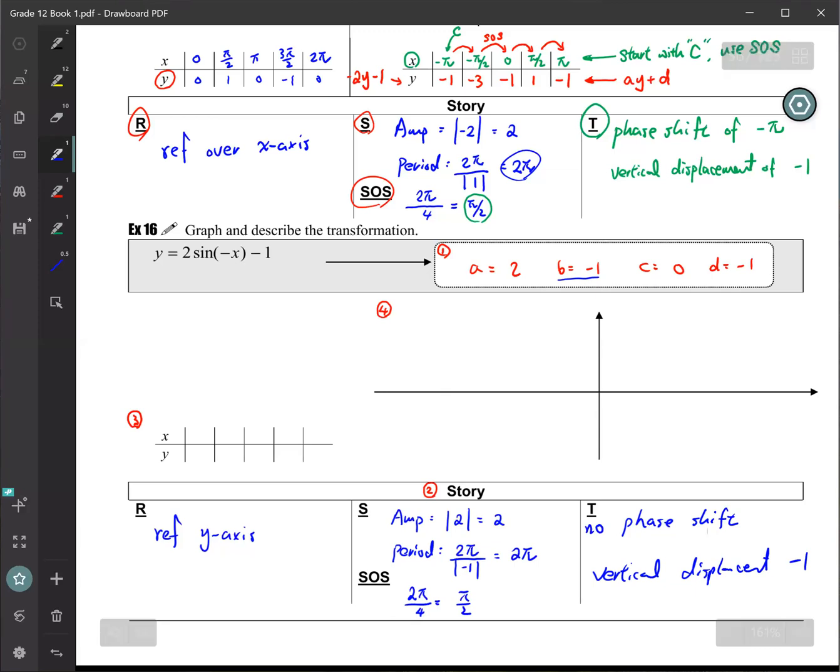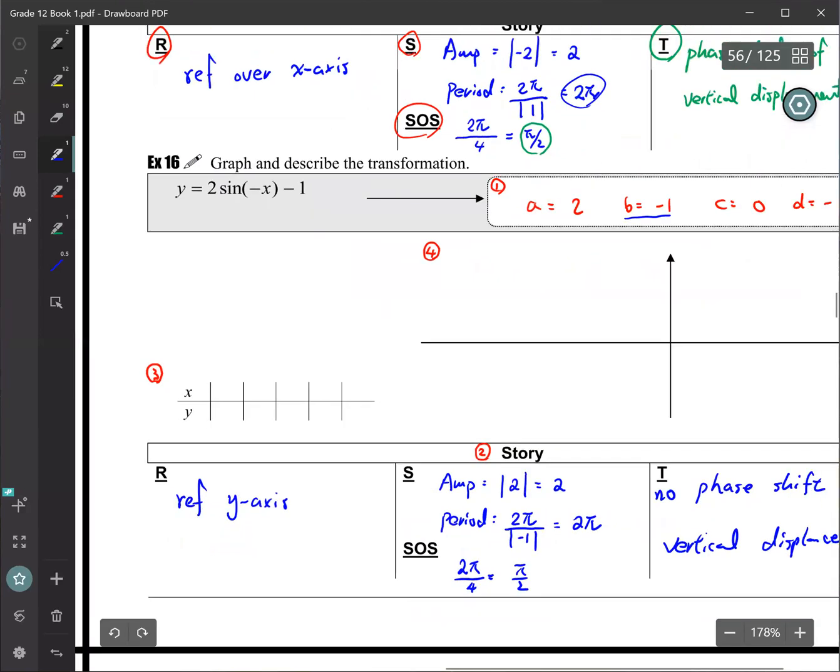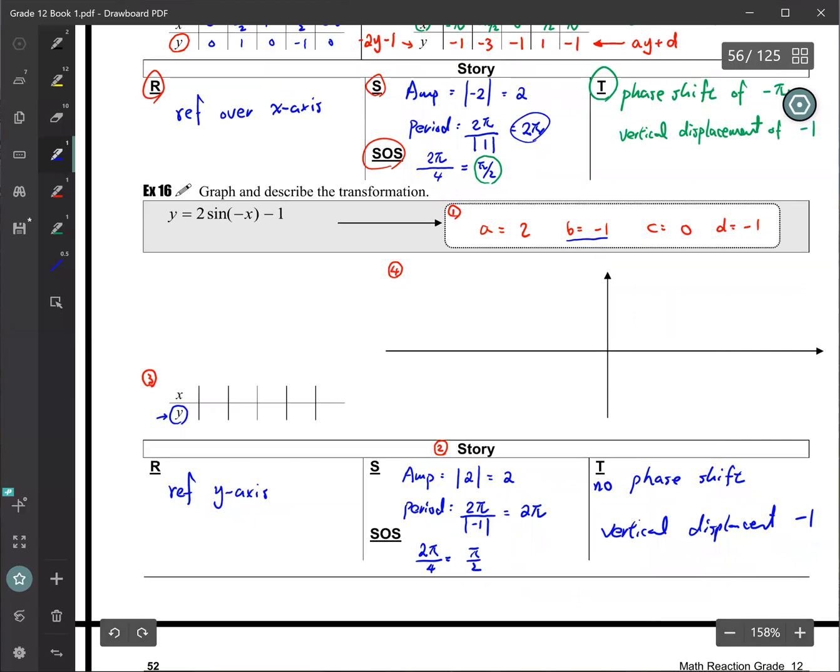Okay, let's check the y values first. I would like to know how to find the y, not just the number, right? So tell me the formula to get the y values. So Eric, what's the formula to find the y? a y plus d. So what's the number? 2y minus 1. Yeah, okay, so 2 times y minus 1.